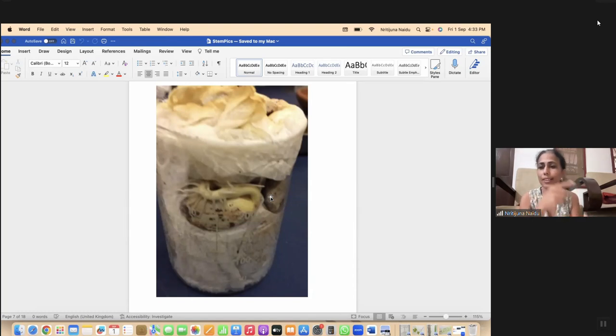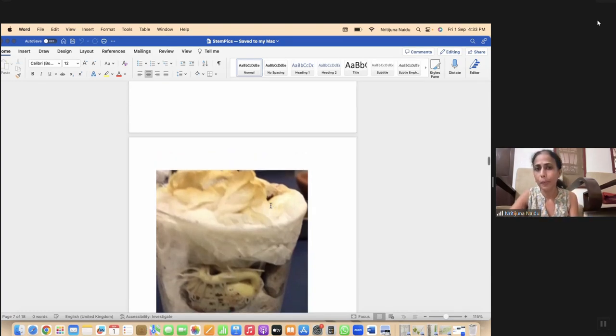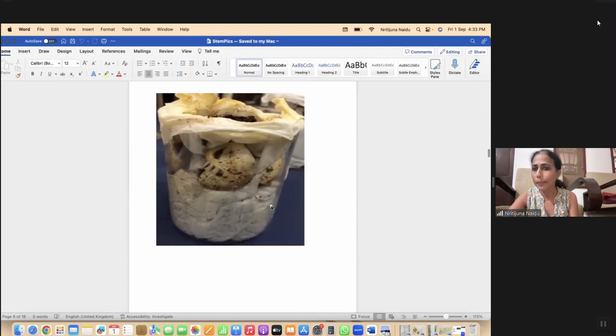So you can do one jar like this and one jar like that. And water only the soil inside. Just keep sprinkling water on the soil so that the tissue gets wet automatically, and hence the seed also gets the required amount of water. Okay. Set it up with the children.